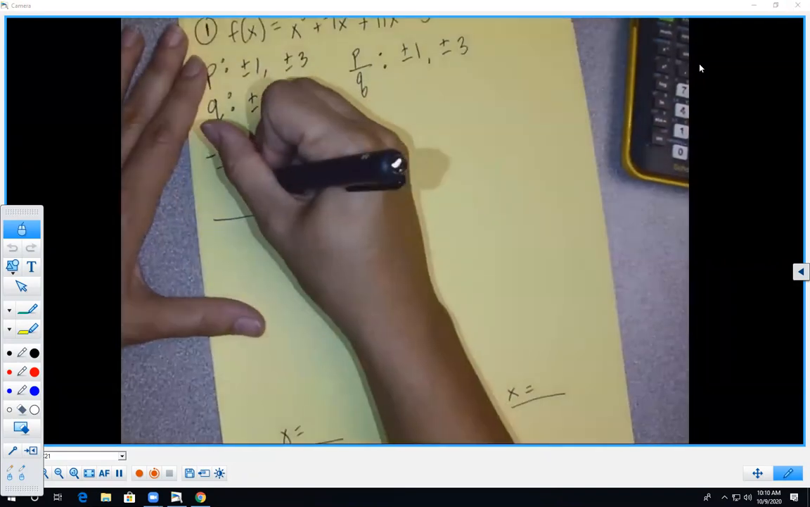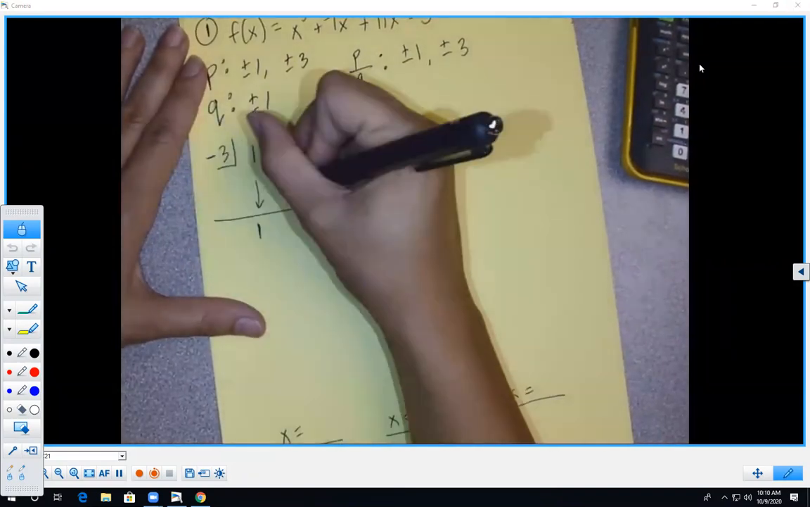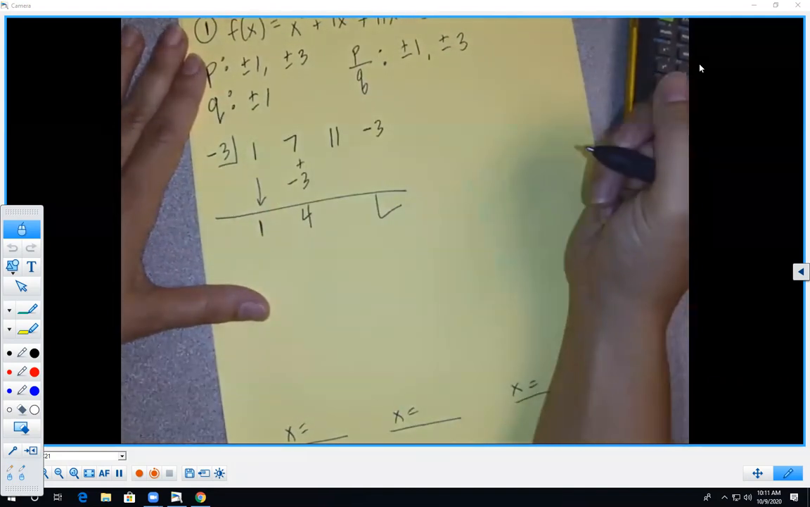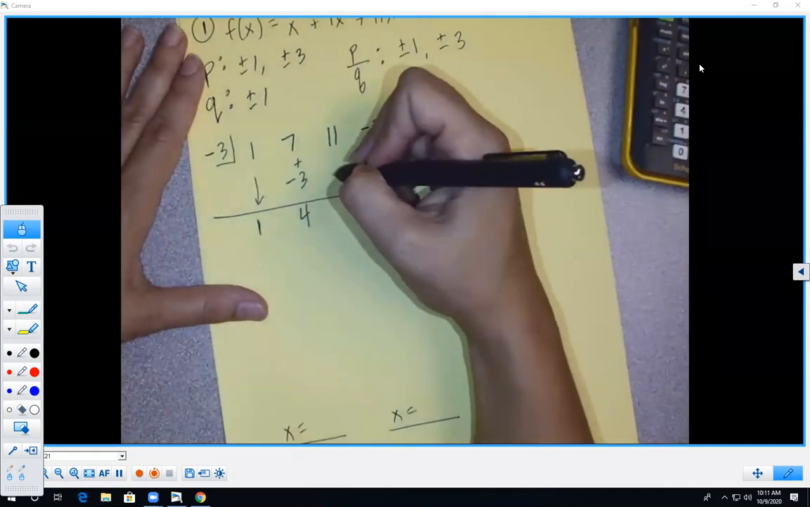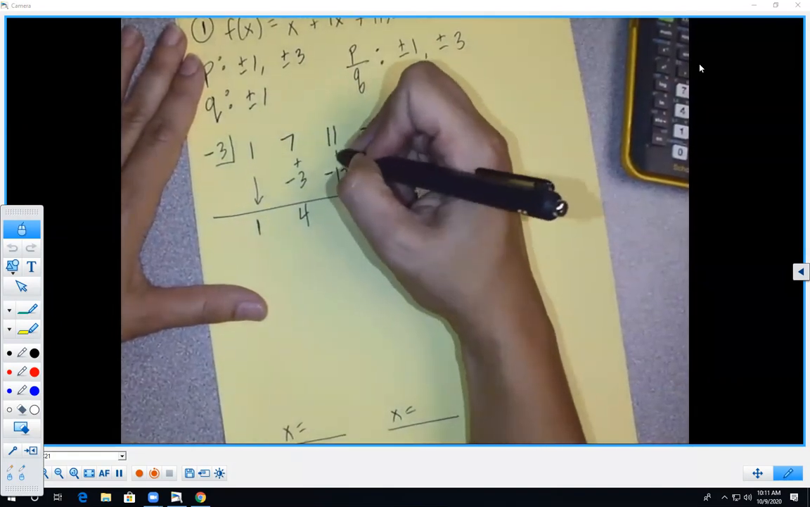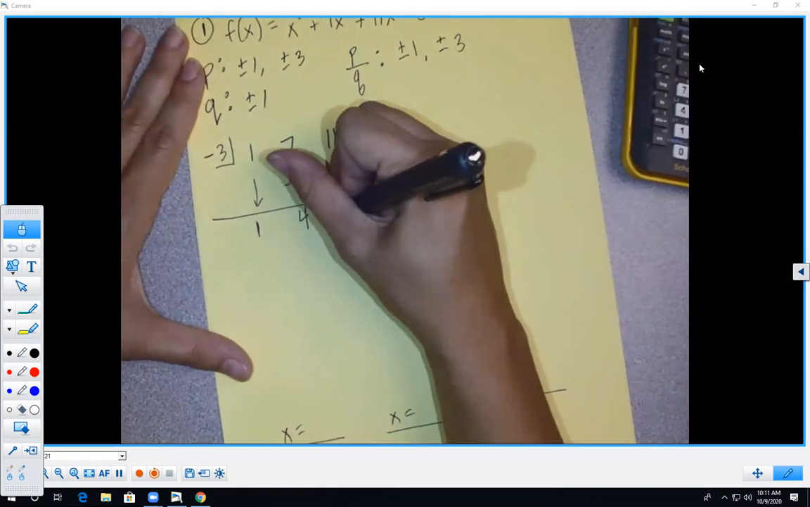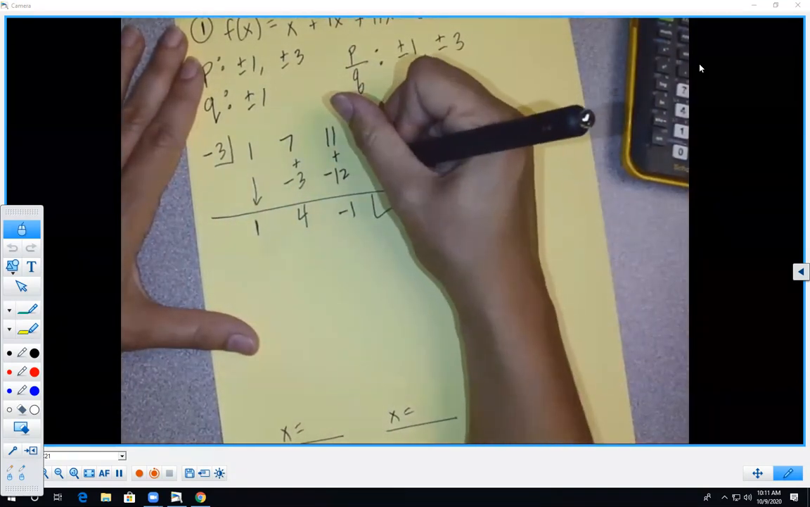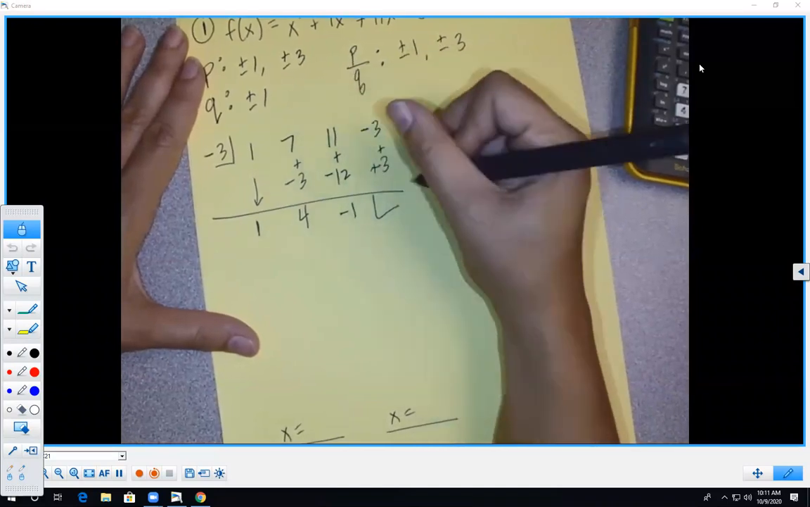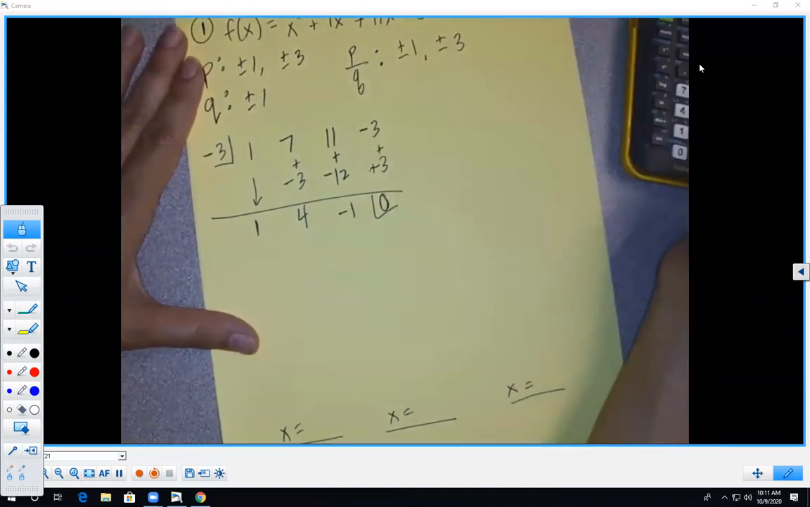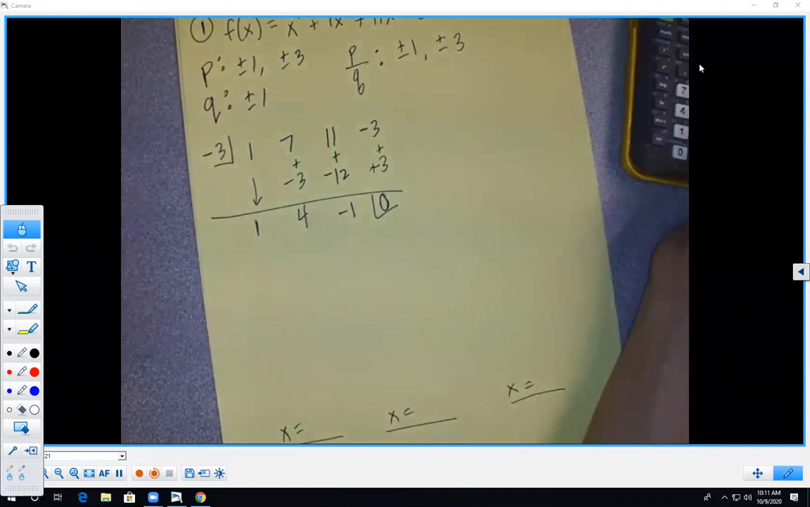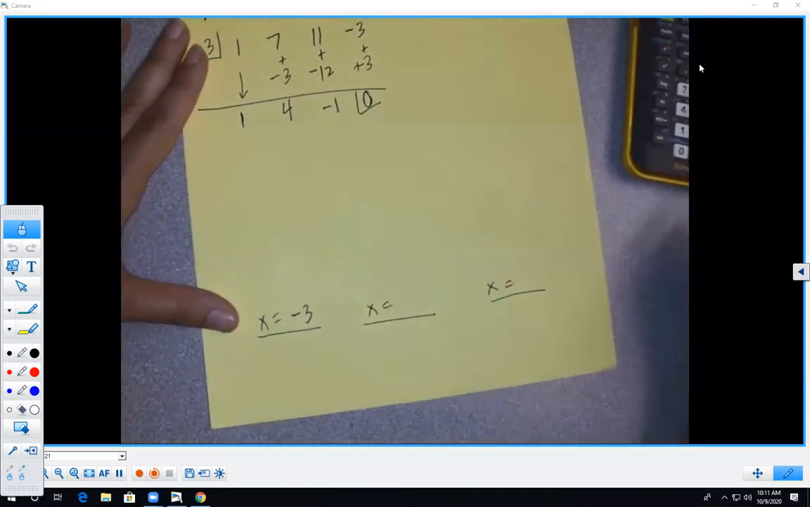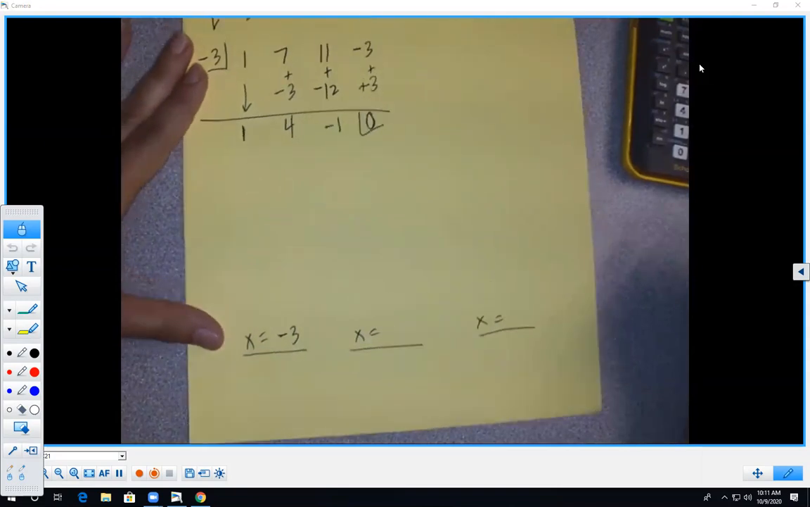Okay, so I'm going to bring down my 1. -3 times 1 is -3. 7 plus -3 is 4. -3 times 4 is -12. 11 plus -12 is -1. And -3 times -1 is +3. And -3 plus +3 is 0. So we know that -3 is the solution. I can go down to my answers and write x equals -3 as an option there, right?